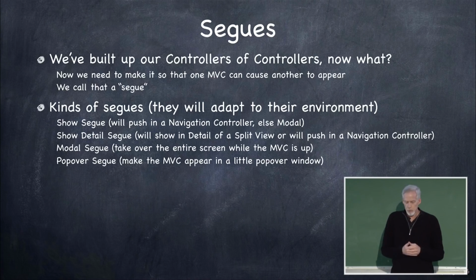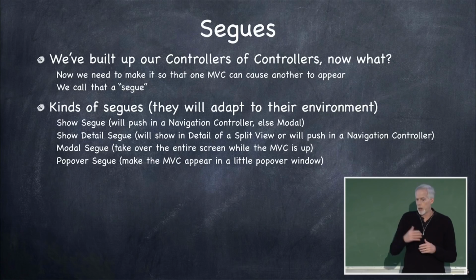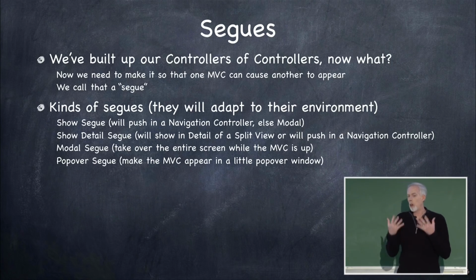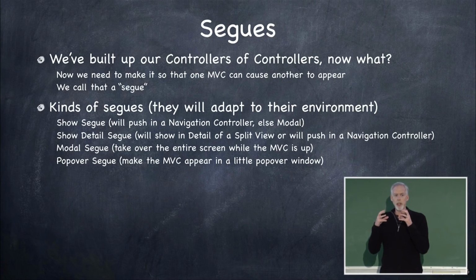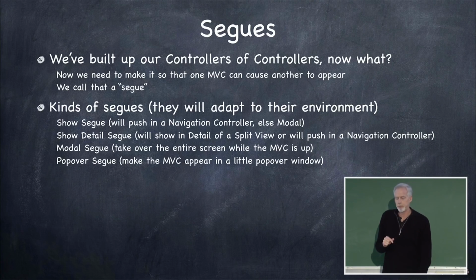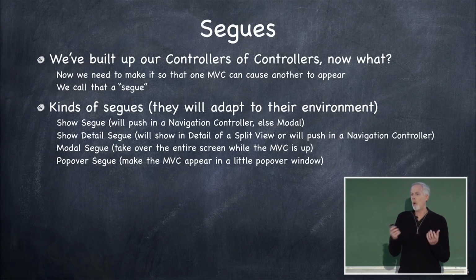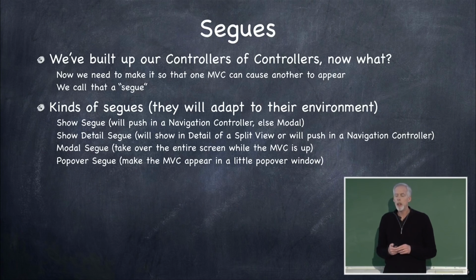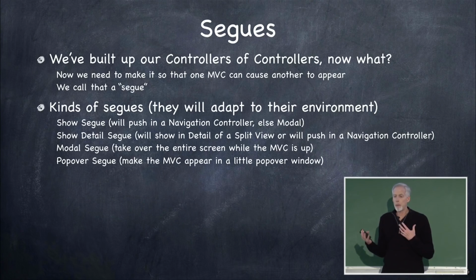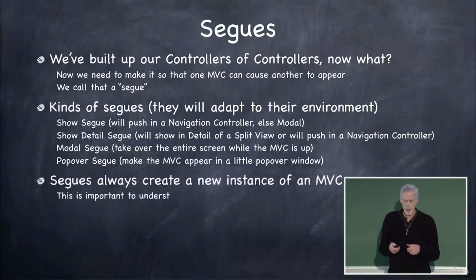Show the detail. Then there's modal and popover. I'm not going to talk about those today. Modal is basically segueing to take over the entire screen with another MVC. And a popover is almost exactly the same, except instead of taking over the entire screen, it still takes over the entire screen in terms of input, but it draws it in a little popover window, and everything else is kind of grayed out, and you can click on the grayed out part to dismiss the popover. Okay, so those are the major kinds of segues that you wire up in your storyboard. So we're going to talk about navigation controllers, split view controllers, tab bar today. For navigation and split view controllers, we're talking about show and show detail.